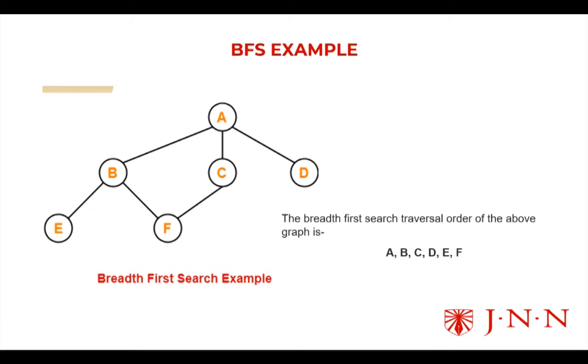So, this is the given example. Here, we have taken six different nodes A, B, C, D, E, F. So here the BFS traversal order of the above graph is A, B, C, D, E, F.